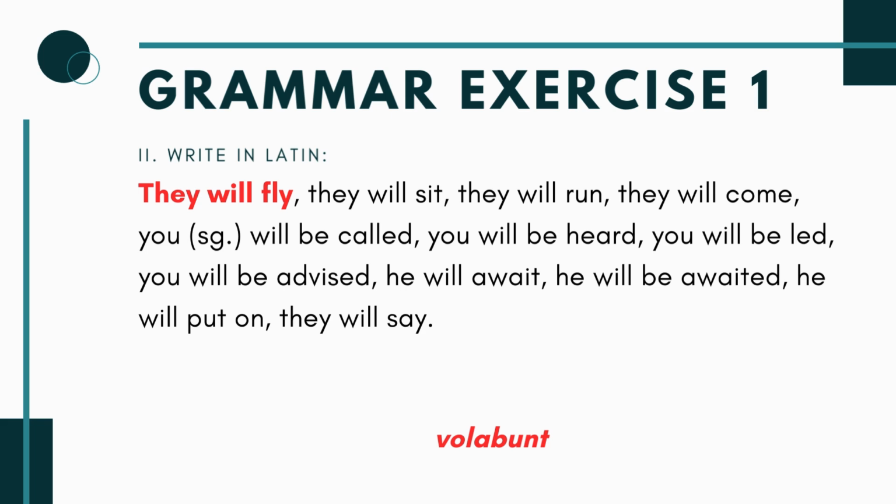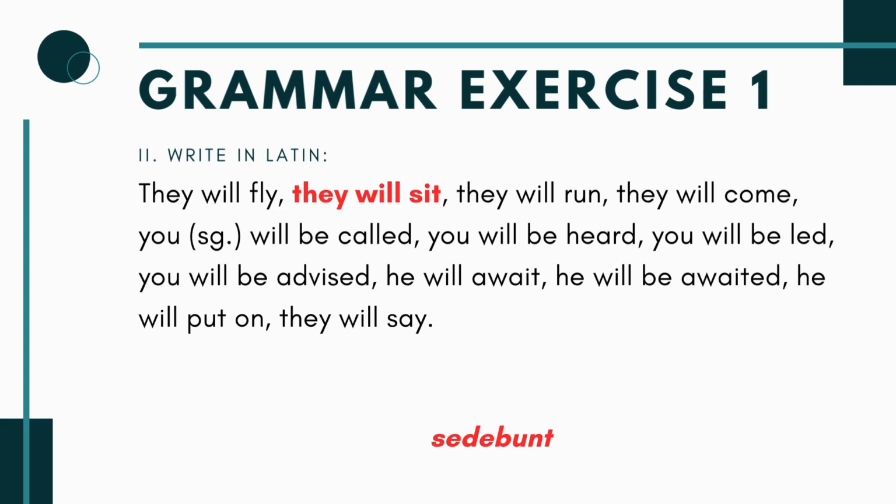So the first one we have is they will fly. Now again, you want to look up the verb to fly, volare. It's future tense. It's not passive, just active voice. So it's going to be volabunt, right? You have to use bo, be, bu. Next, you have they will sit. That's going to be sedebunt. Same thing, the bo, be, bu, because it's future tense, and you have a second conjugation verb.